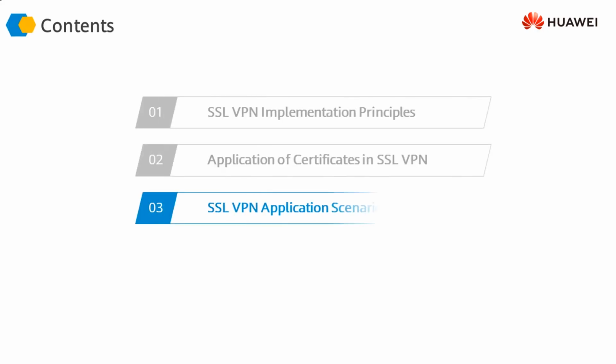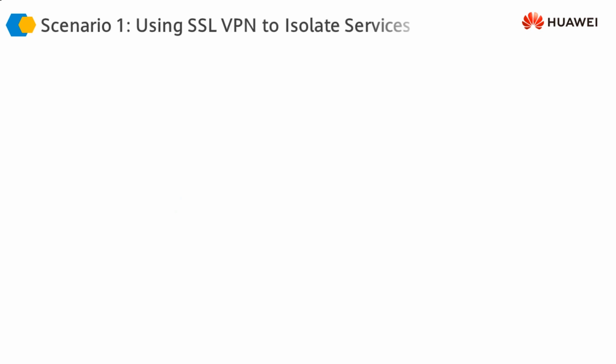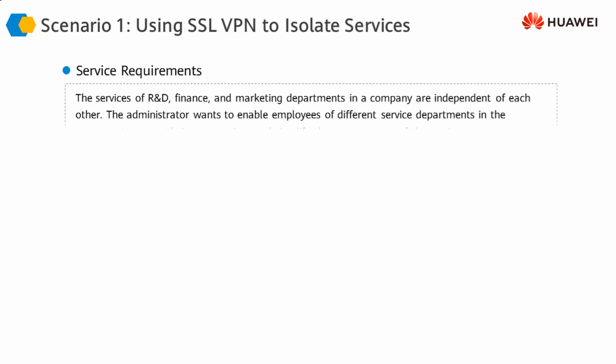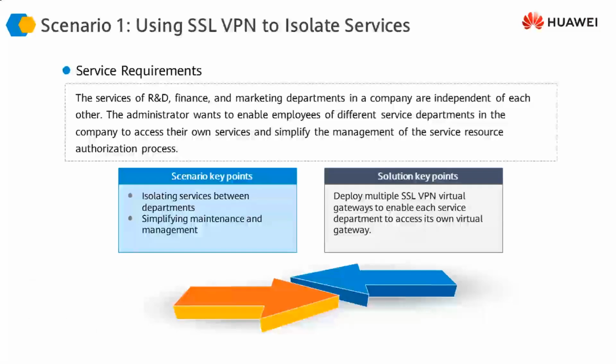In this video, we are going to look at some of the case studies or some of the typical scenarios where we might want to implement SSL VPN. In the first scenario, we have different departments in our organization, and users from different departments want to access different resources from their specific departments. However, they want to use different IP addresses for those departments. So let's see how they can access those resources and how they can access their own virtual gateways.